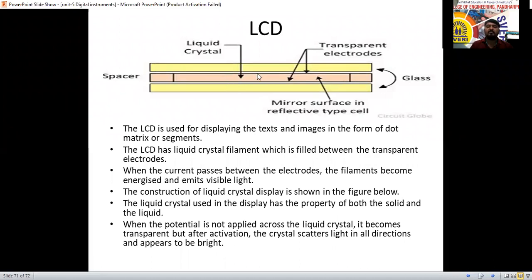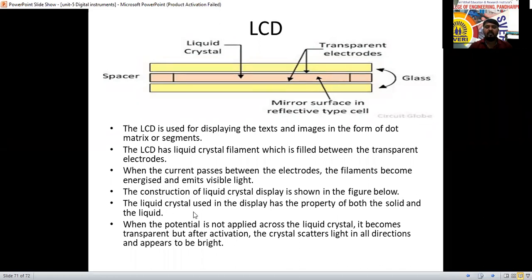By using a mirror here, a mirror surface, we can reflect that into reverse order. Whatever it is going to display, the same thing comes on the TV over there. That is called liquid crystal display, LCD display. So the construction of LCD, or liquid crystal display, is shown in the above figure.